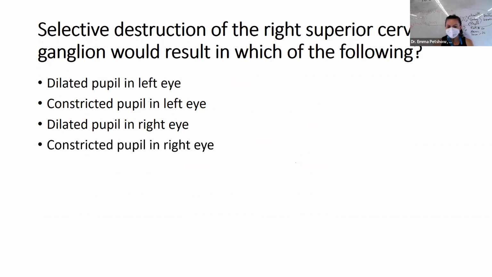Selective destruction of the right superior cervical ganglia would result in which of the following? Gross. Okay. So we have right superior cervical ganglia. So cervical up top. It's going to result in which of the following things? Are we going to have dilation or constriction? And is it going to be in the left eye or the right eye? So we have to recognize, are these effects going to affect the same side or the opposite side? Is it the same eye or opposite eye? And is destruction in the cervical ganglia going to do dilation or constriction? I think that was someone online that we heard.